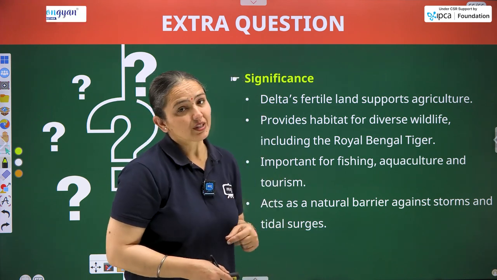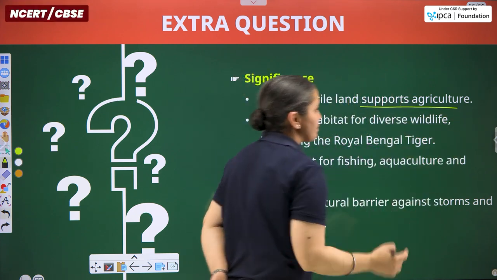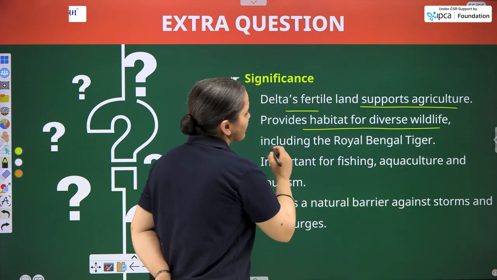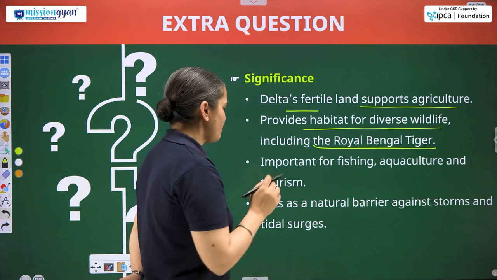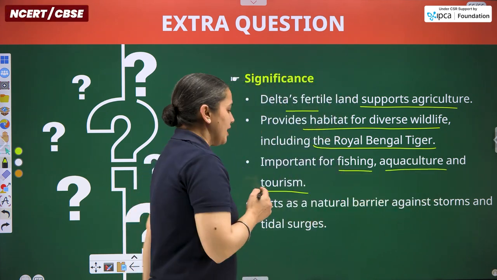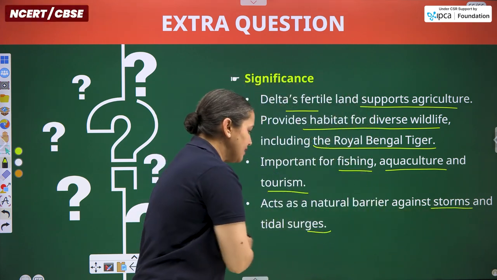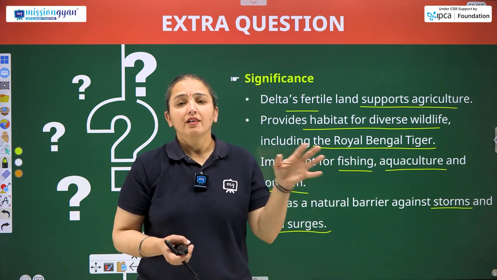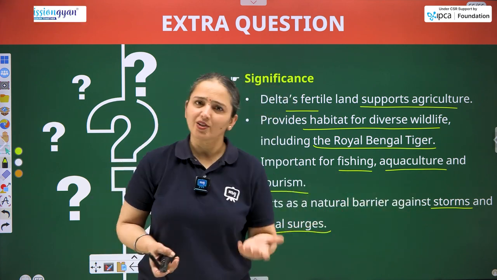Finally, the significance of the delta. Deltas are fertile and they support agriculture. They provide habitat for diverse wildlife, including the Royal Bengal tiger, a protected species. Important for fishing, aquaculture and tourism. Acts as a natural barrier against storms and tidal surges. That is how the vegetation protects human settlements from these natural disasters.